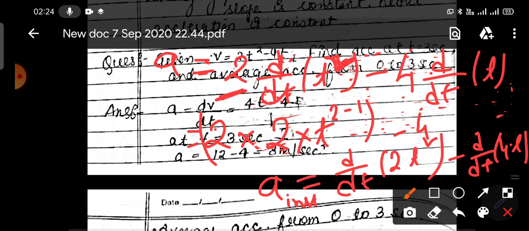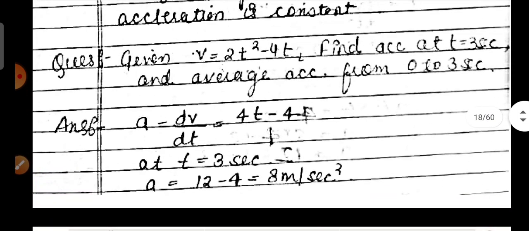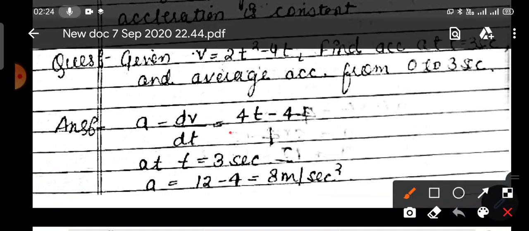So 4 into 1. Okay. Now, 2 into 2 is 4 into t to the power 2 minus 1, that means only t. So 4t minus 4. This is your acceleration equals to 4t minus 4. Okay, so acceleration is equals to 4t minus 4.